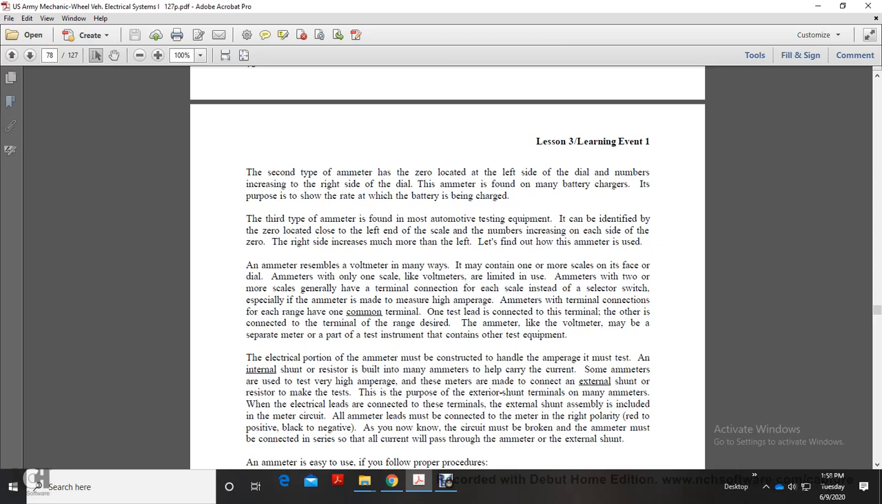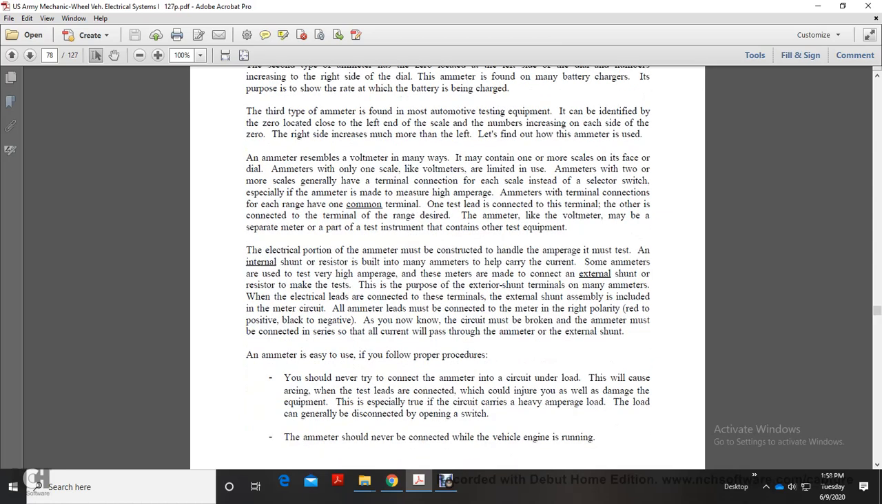Let's find out how this ammeter is used. An ammeter resembles a voltmeter in many ways. It may contain one or more scales on the dial. Ammeters with only one scale, like voltmeters, are of limited use. Ammeters with two or more scales generally have a terminal connection for each scale instead of a selector switch, especially ammeters made to measure high amperage.